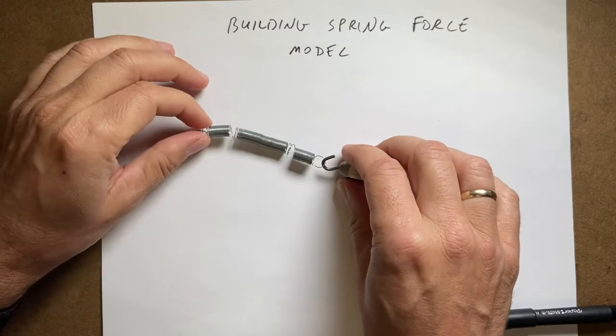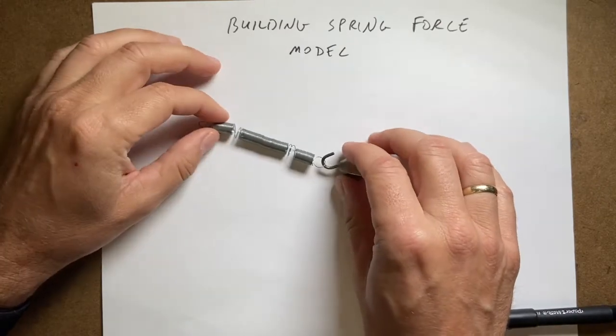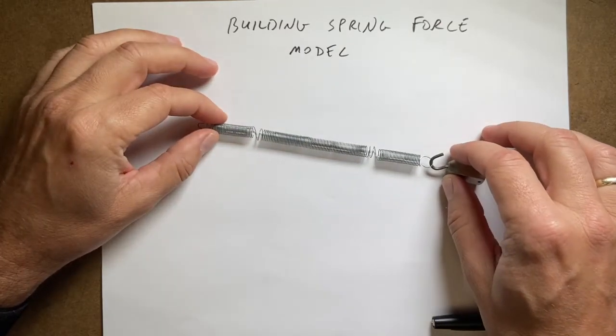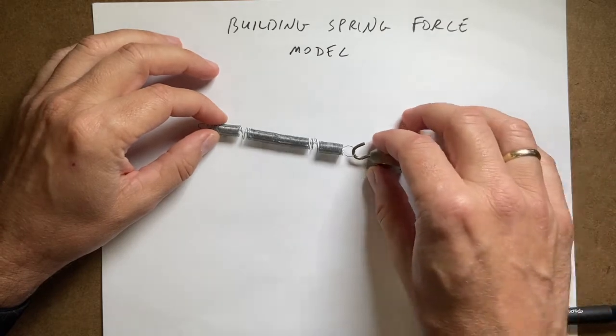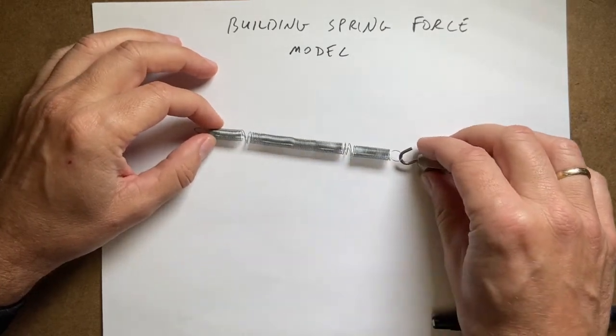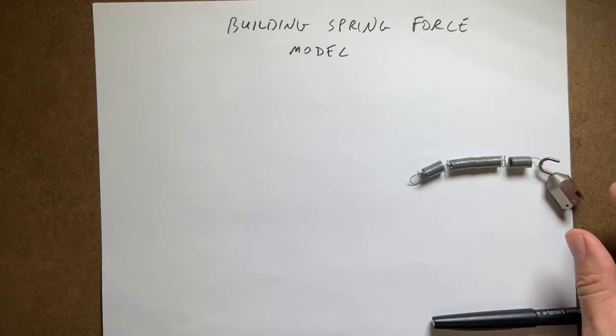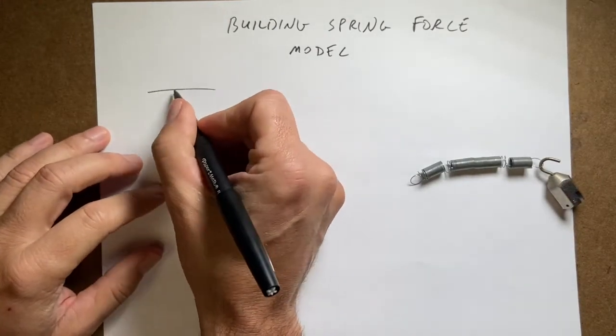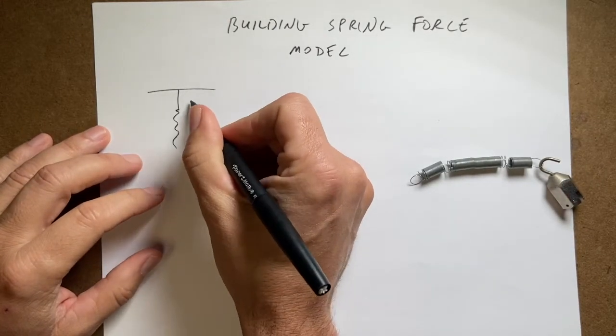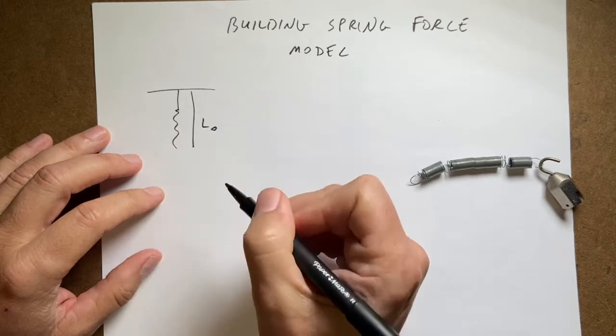If you take a spring, and this one's all kinked up, it still works just fine, and the more you stretch it, the greater the force it pulls back this way. So how do I get a model for that? This is what I'm going to do. I'm going to take my spring. I'm going to measure the length of it, L0.